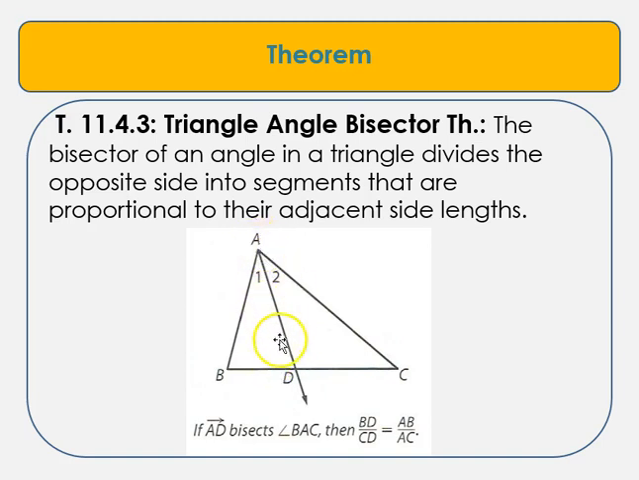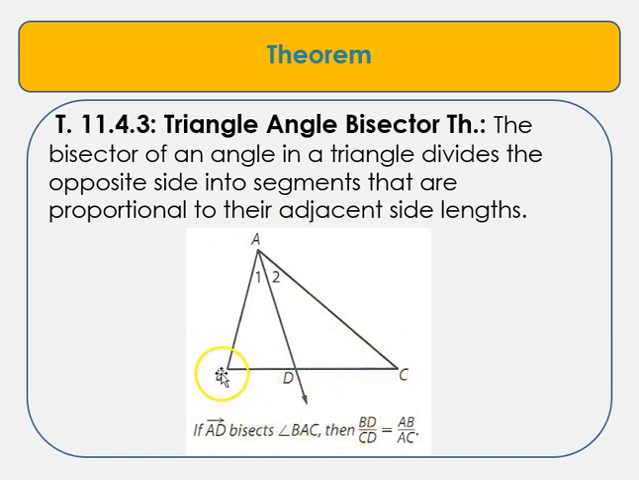we have a line AD that bisects this angle BAC. You now end up with two congruent angles. And when you have the situation where you see the two congruent angles with a line drawn to the opposite side, this theorem will apply. And besides the fact that AD bisects angle BAC, we can now do proportions with this triangle to solve for parts.